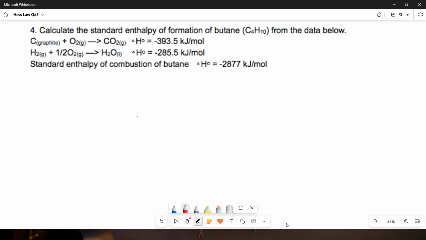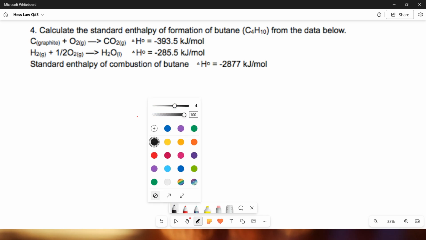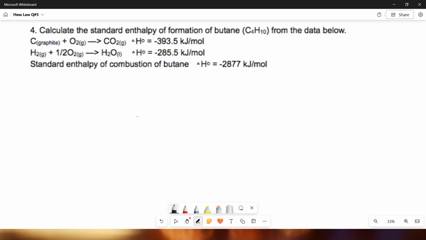So let's write a reaction for that enthalpy of combustion of butane. When you combust something, you're taking that compound and burning it in oxygen. So we're going to have C4H10 and we're going to burn it in oxygen. Oxygen's diatomic, so there's two of them. And combustion forms carbon dioxide and water.